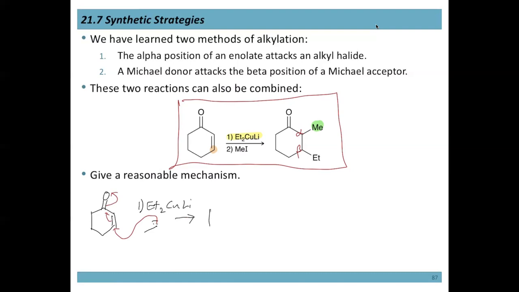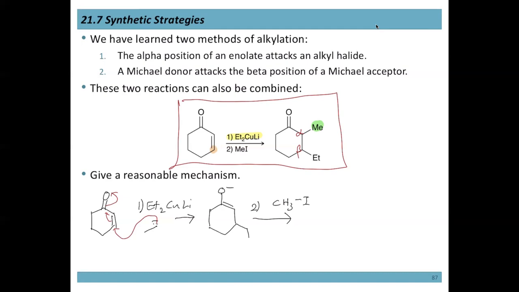So after step 1, we end up with the ethyl group attached to the beta position, and we're left with an enolate. Well, notice, after step 1, all we have is the Gilman reagent. So what's sitting in solution after we add the diethyl cuprate reagent is this enolate. And this enolate is just waiting for either a proton source or some other electrophile. And so in step 2, we actually add the methyl halide.